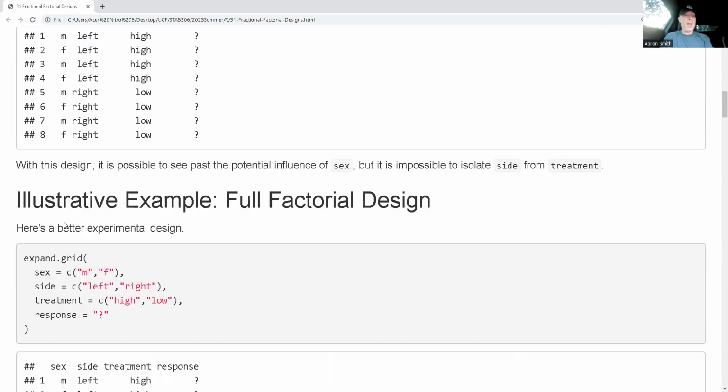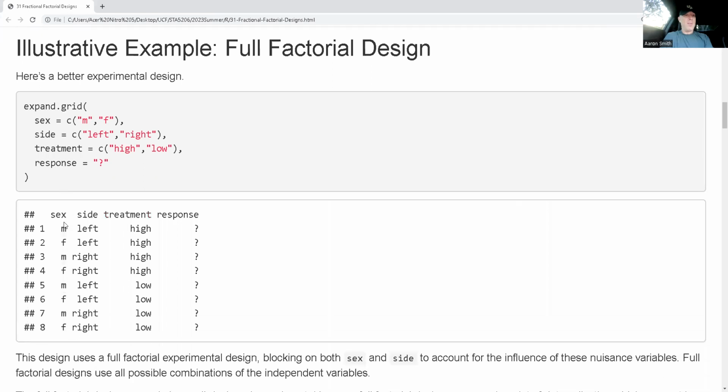So let's improve it all the way. Now you'll notice I have sex as I go down: I alternate male, female, male, female, male, female. After each one, I switch. With side, I go left twice, switch, right twice, switch, left twice, switch. And then I have treatment. I go high 4 times, and then I switch for 4 times.